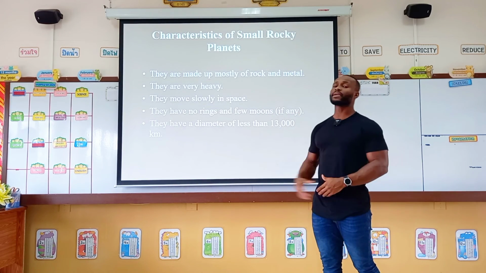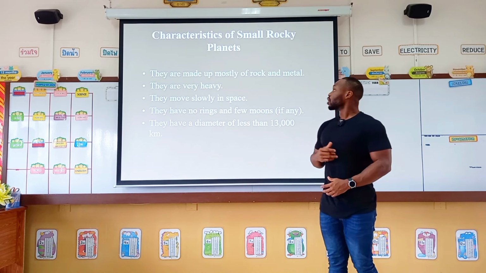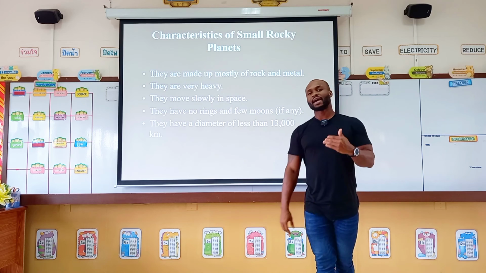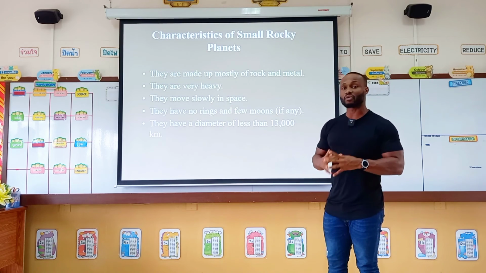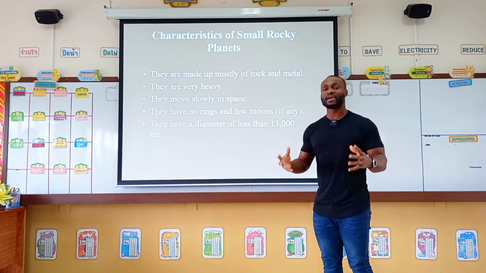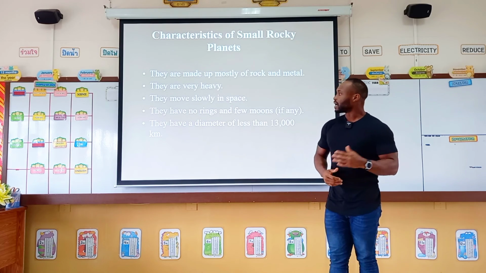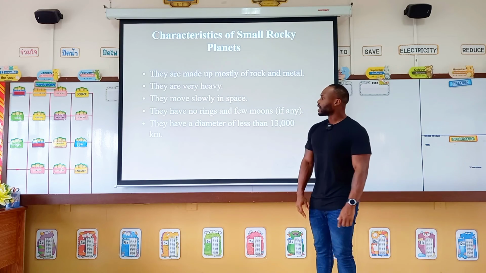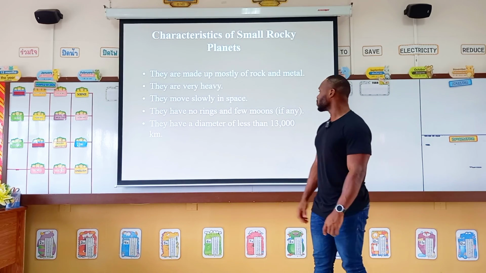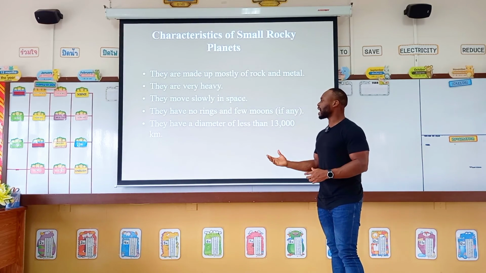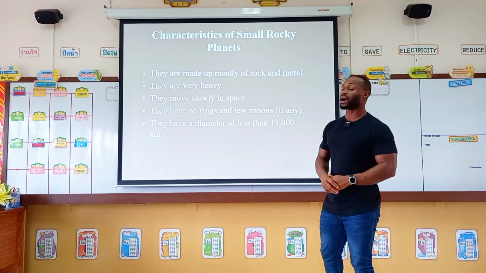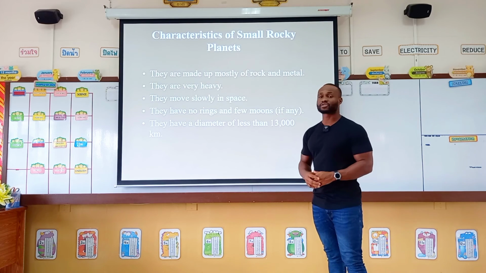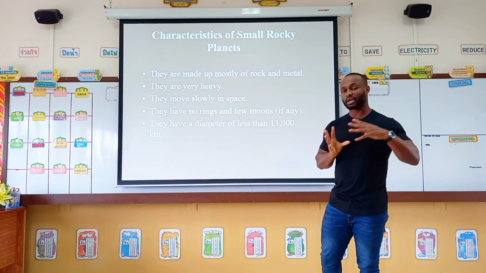All right, now let's talk about the characteristics of small rocky planets. Number one, they are made up of mostly rock and metal. I already mentioned that. Number two, they are very heavy. They move slowly in space. Why? Because they are very heavy. Okay? They have no rings and few moons, if any. They have a diameter of less than 13,000 kilometers. Okay, these are the characteristics of small rocky planets, which are the inner planets.